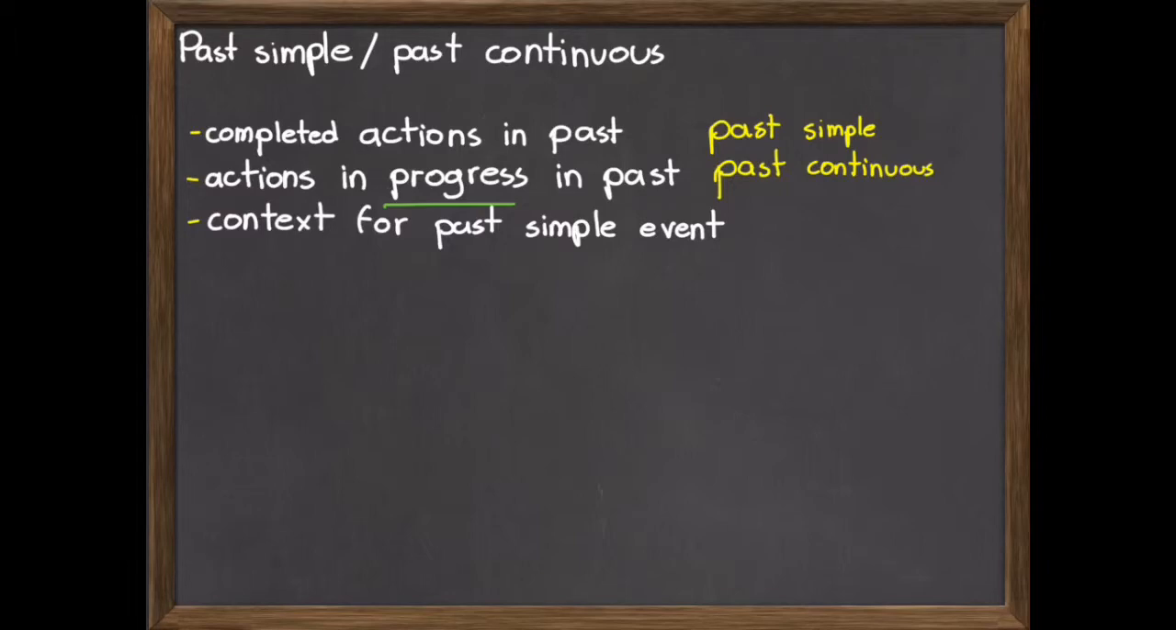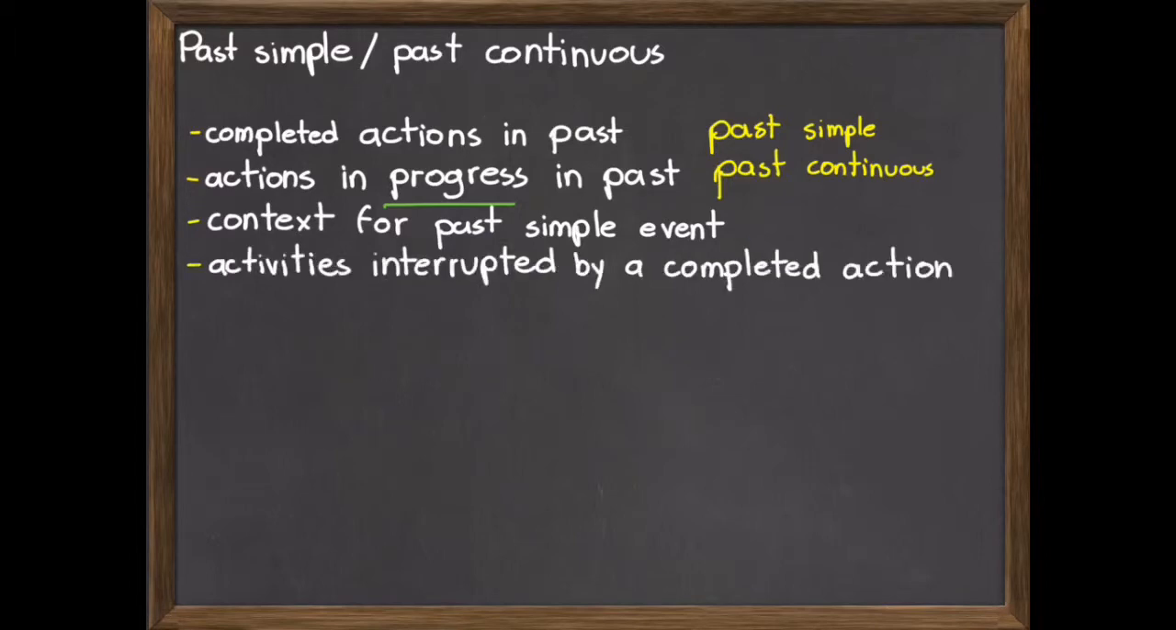We also use the past continuous for activities that were interrupted by an action. For example, you could say that you were watching TV when the phone rang. There was an event that interrupted your activity of watching TV. That's past continuous. Past continuous is the activity that was interrupted. And the action would be past simple.